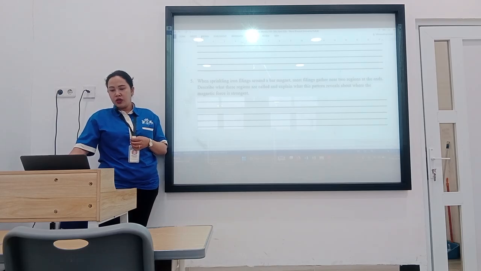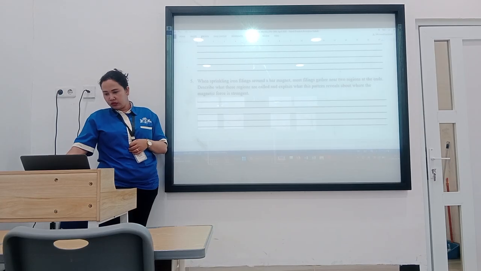So when the iron filings gather, they are called the poles of the magnet. So this indicates that the magnetic force is highest at the poles.